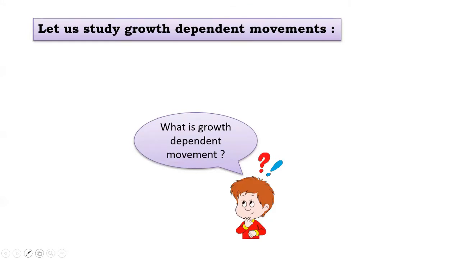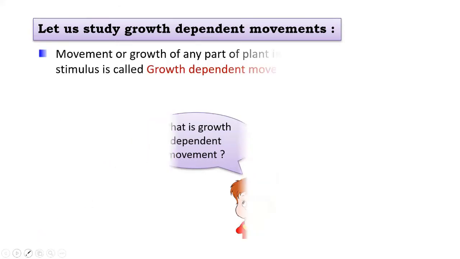This movement will be relatively very slow as compared to the movement exhibited in growth independent movement, but over here the movement will be permanent. It means once the movement has occurred, the plant will remain at that position for a longer period of time. So this movement lasts longer as compared to growth independent movement, which lasts only for a few minutes or a few moments. Okay, let's talk about it more.